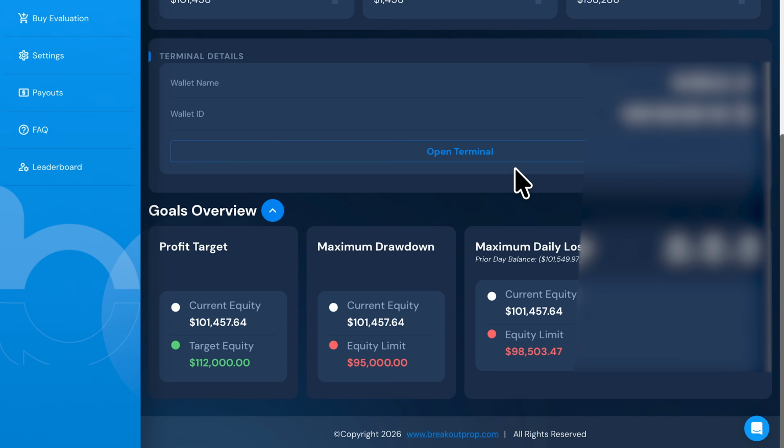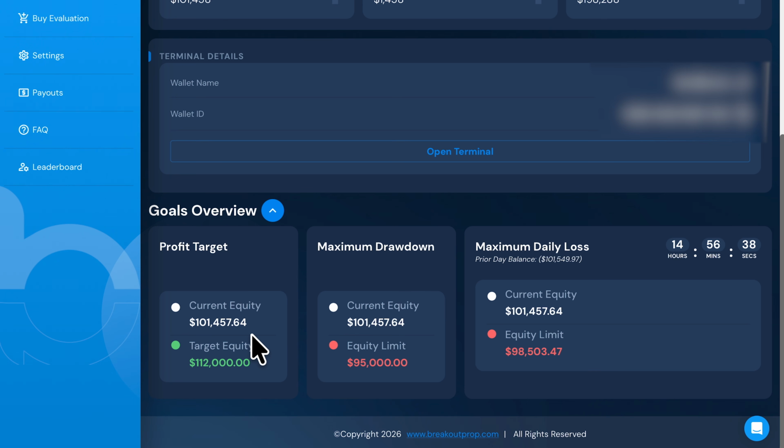As you can see right here on the screen, again, I'm on my own dashboard on Breakout. If you come to the bottom side where you have this goals overview, you'll see three different boxes. The first one is your profit target. The second one is your maximum drawdown. And the third one is your maximum daily loss. These are the rules you need to take note of, these two rules: maximum drawdown and maximum daily loss.